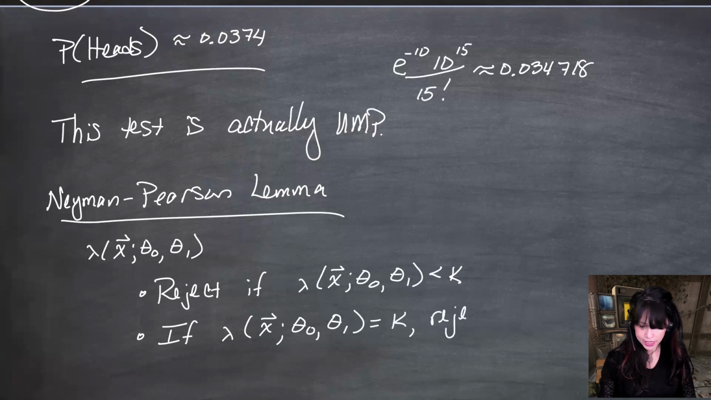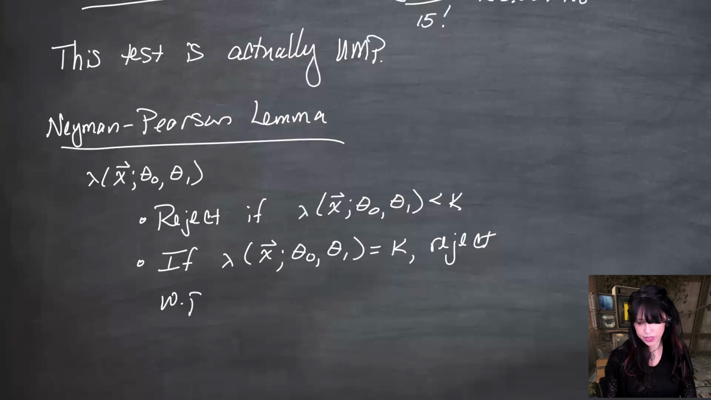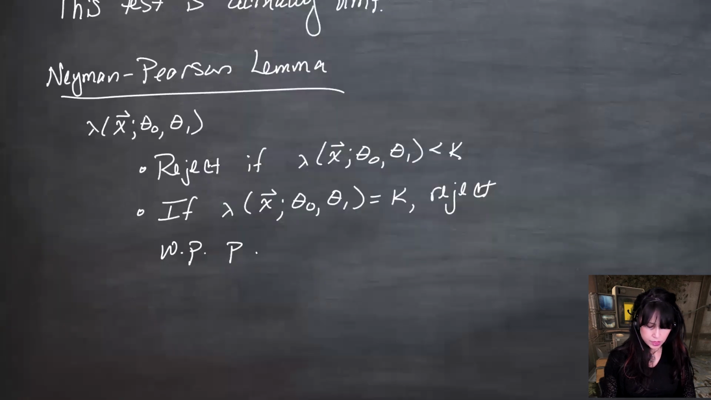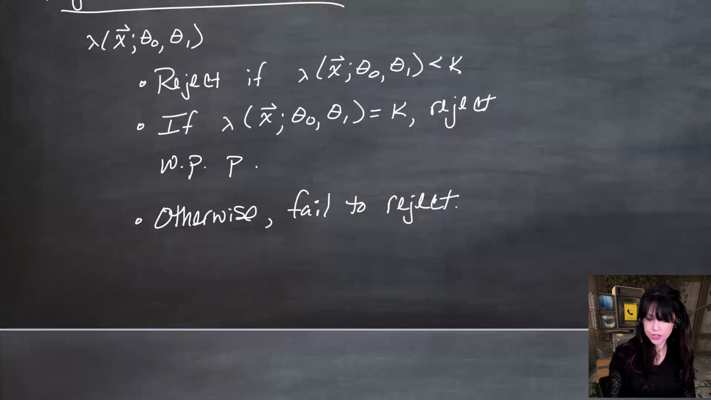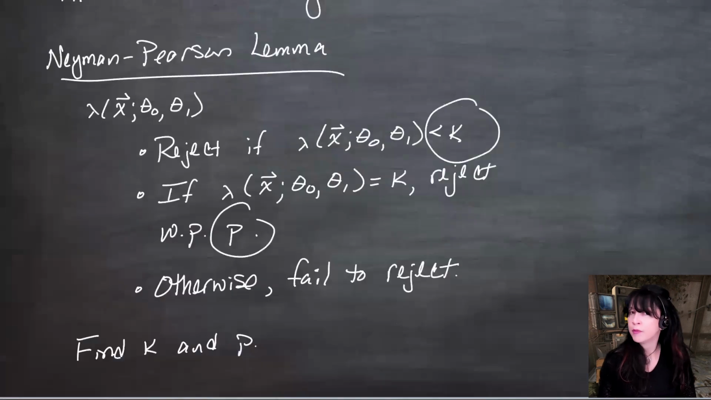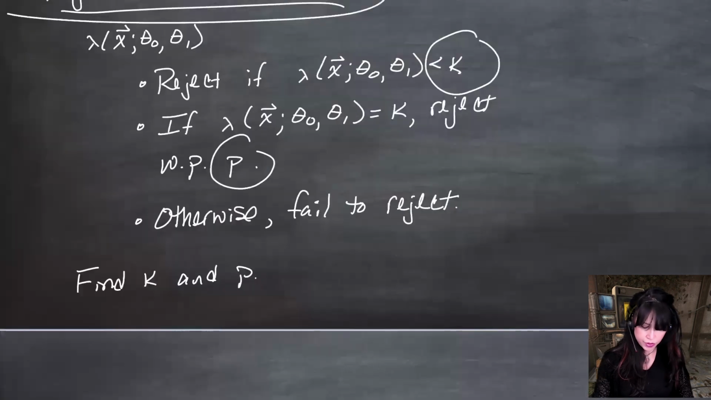reject with some probability. It's usually called gamma, although I use gammas for other things, so let's call it little p. Otherwise, fail to reject. So now to finish this test, you need to find the K and the p. And this is a different version of Neyman-Pearson. That will give you the UMP, uniformly most powerful test.